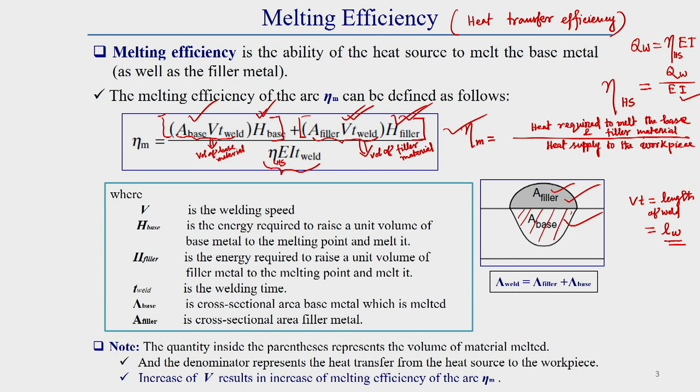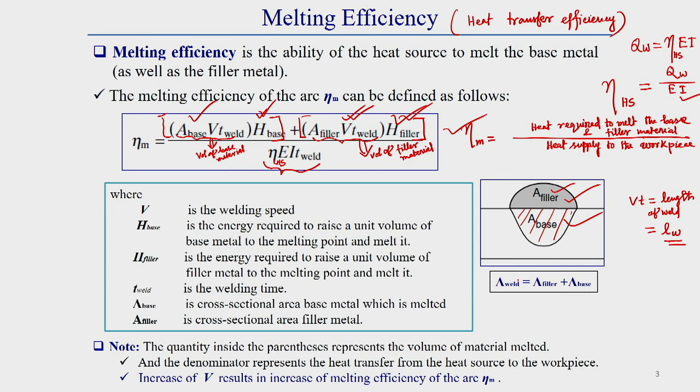from heat source efficiency. Now, here one thing you should remember: we can easily get this total cross sectional area from microstructural observation. But among this total cross sectional area, what will be the filler material area and what will be the base material area, that is a little bit difficult to distinguish. But this total cross sectional area can be easily measured.